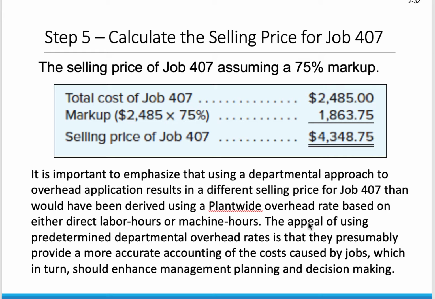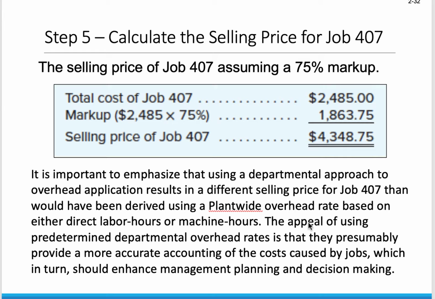It's important to understand that if we use a plant-wide predetermined overhead rate to get the selling price, our costs are going to be different. Direct material and direct labor are still going to be the same because those are direct. We can easily trace those. The inaccuracy comes from how we apply manufacturing overhead. If we used one single plant-wide rate, based on either direct labor hours or machine hours, we're going to have a different rate.